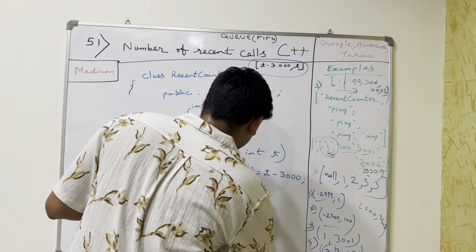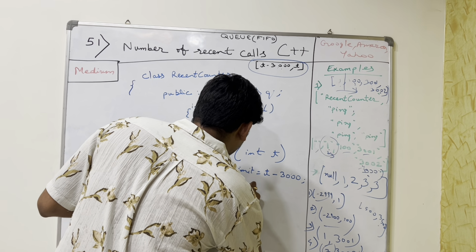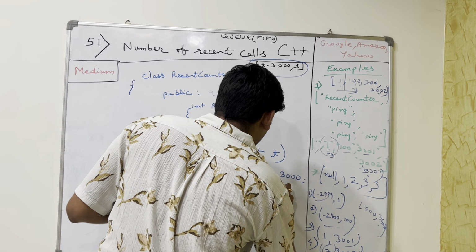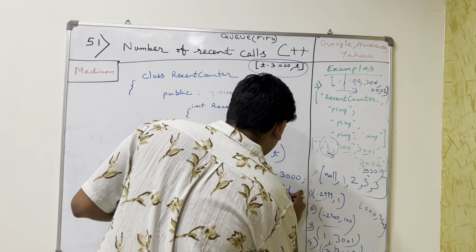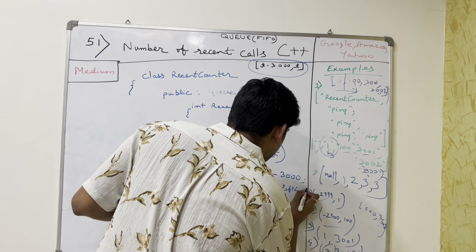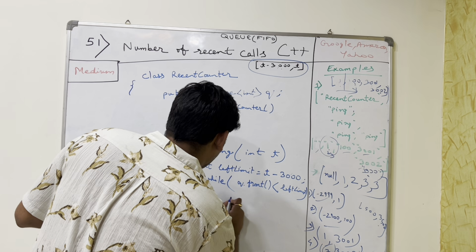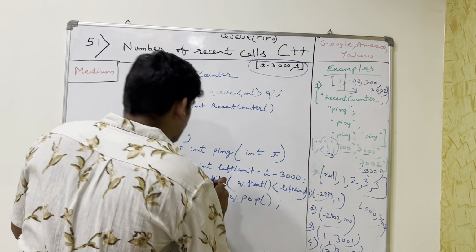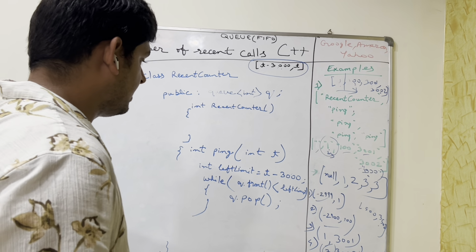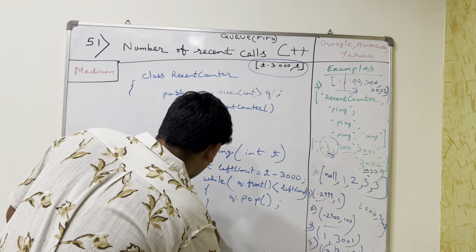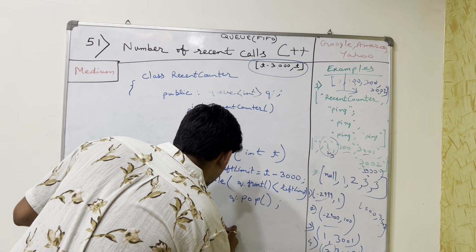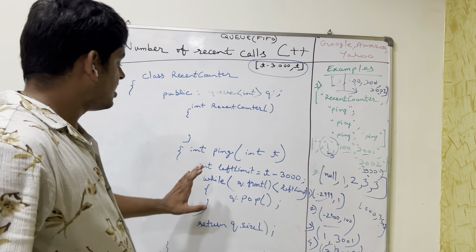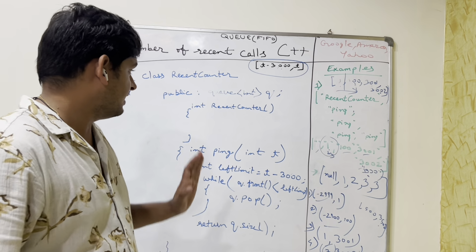So while q dot front is actually less than left limit, then what do we do? We pop out from the queue, right? If it is equal or greater, q dot front is greater than this left limit, then what do we do? We return the size of the queue, q dot size, as simple as that. You just need to understand the problem and use the right data structure.